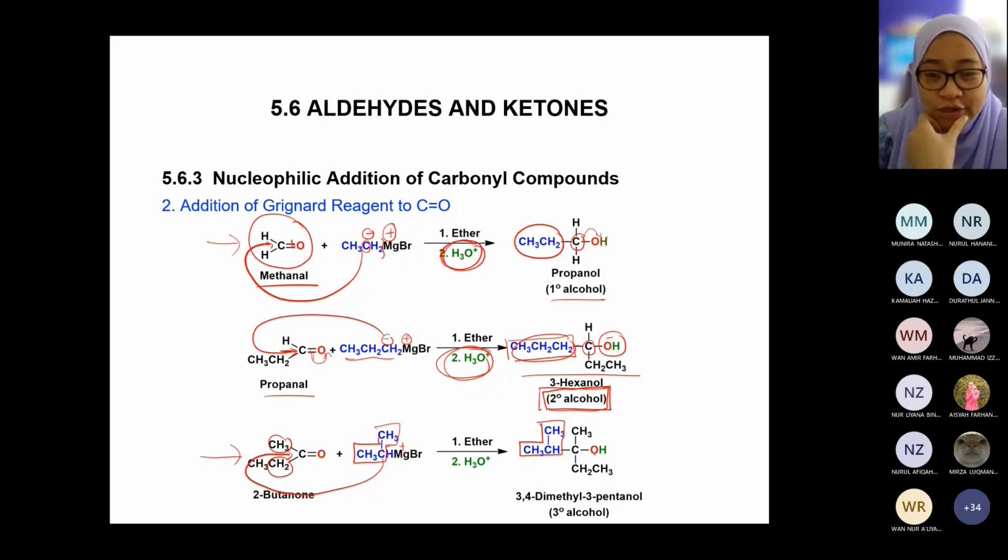Okay, and then this one jadi OH. There. Dah, siap. So, you identify. Ini apa? Nampak tak? Dia tertiary. This carbon is tertiary carbon. So, that's why ketone produce tertiary alcohol. Okay?